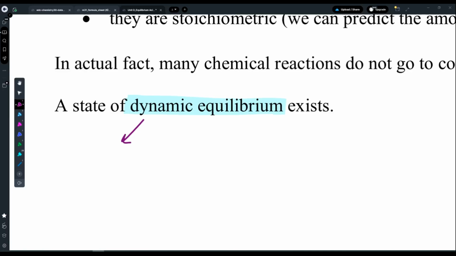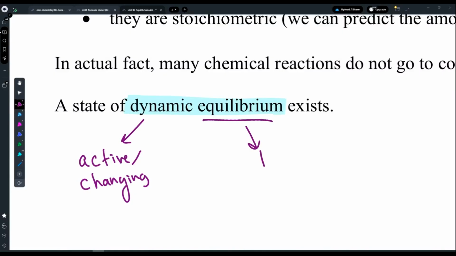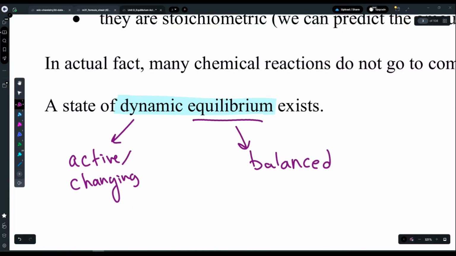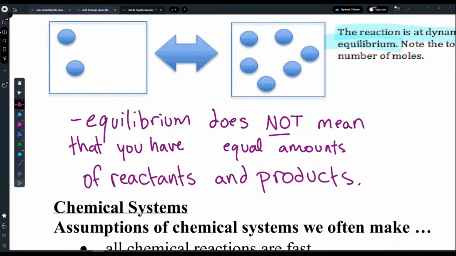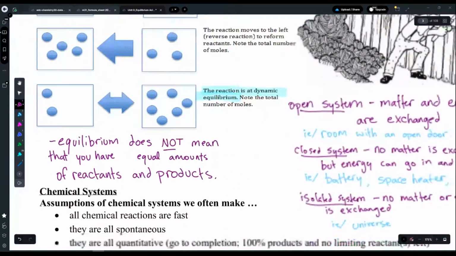But just to break this word down here, dynamic means active or changing, and equilibrium just means balanced. Now, once again, even though we're saying equilibrium means something like balanced, remember that equilibrium does not necessarily mean that you have equal amounts of reactants and products.